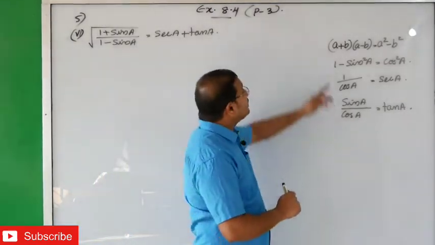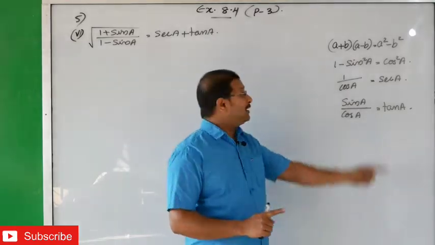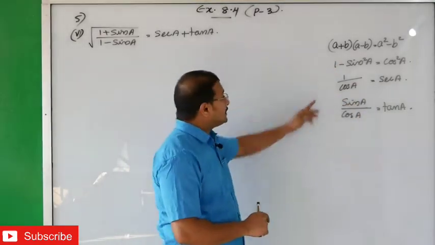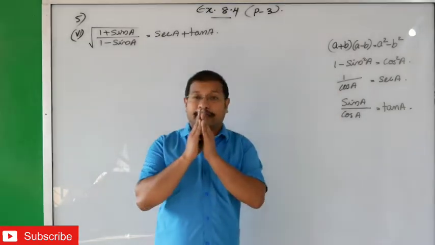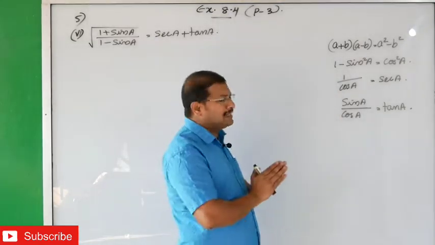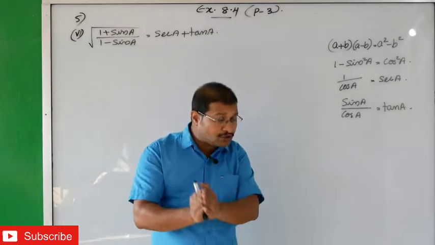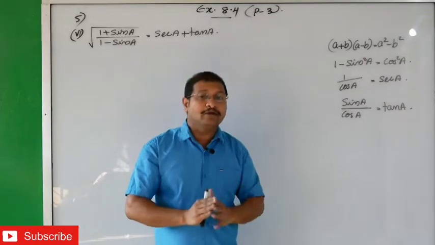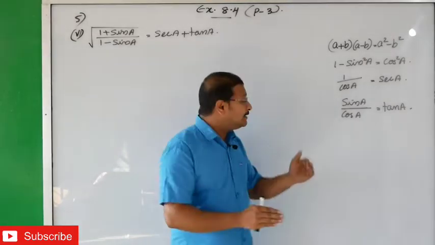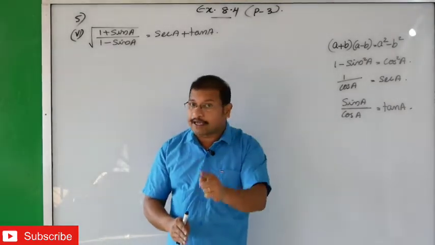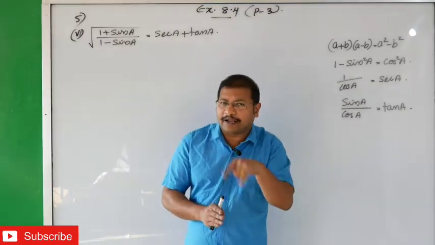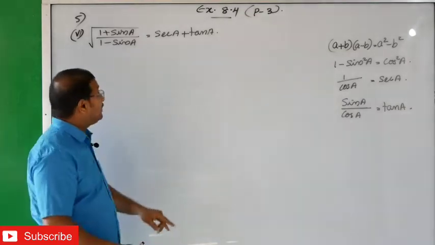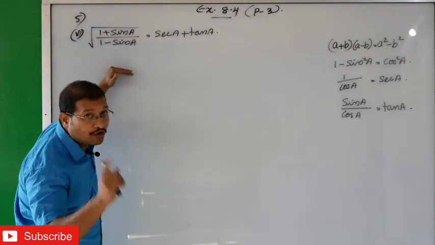I'll tell the formulas. (A plus B) into (A minus B) equals A square minus B square. Second one, 1 minus sin square A equals cos square A. Next one, 1 by cos A equals sec A. Next one, sin A by cos A equals tan A. So these equations, you need to note down before solving this problem.